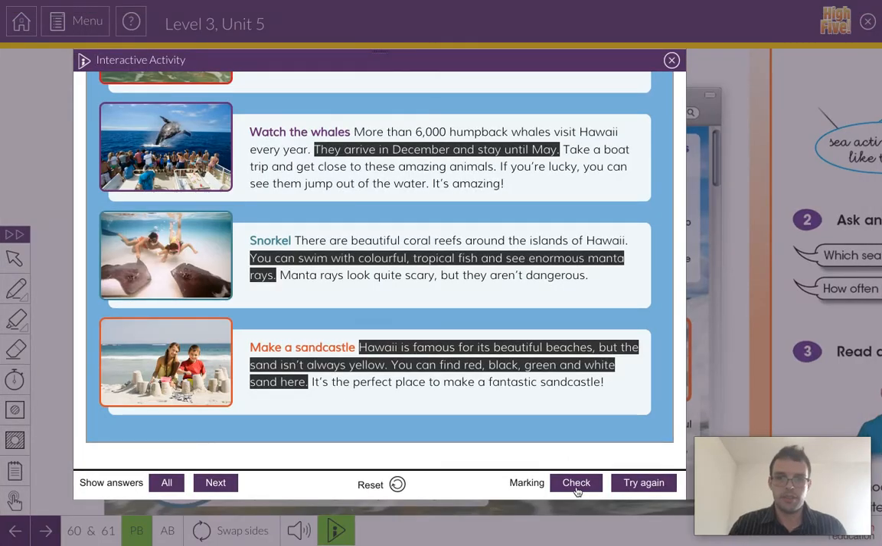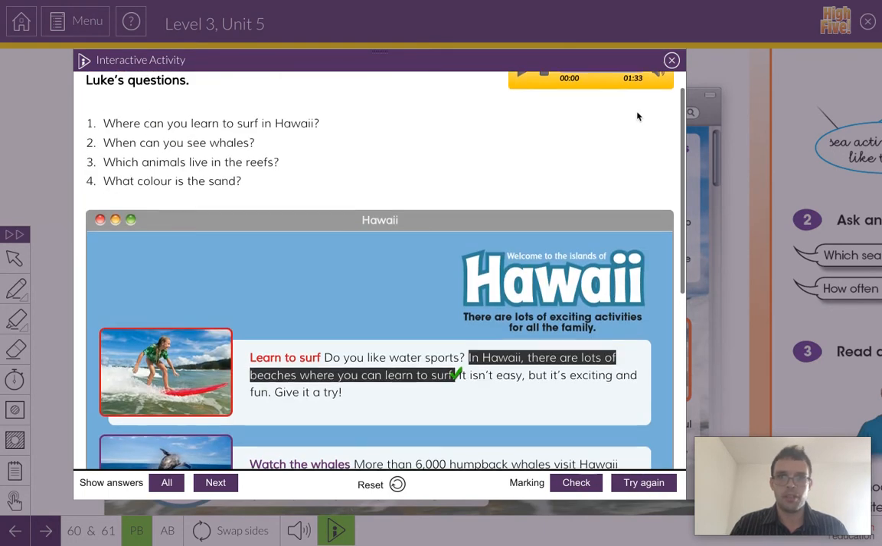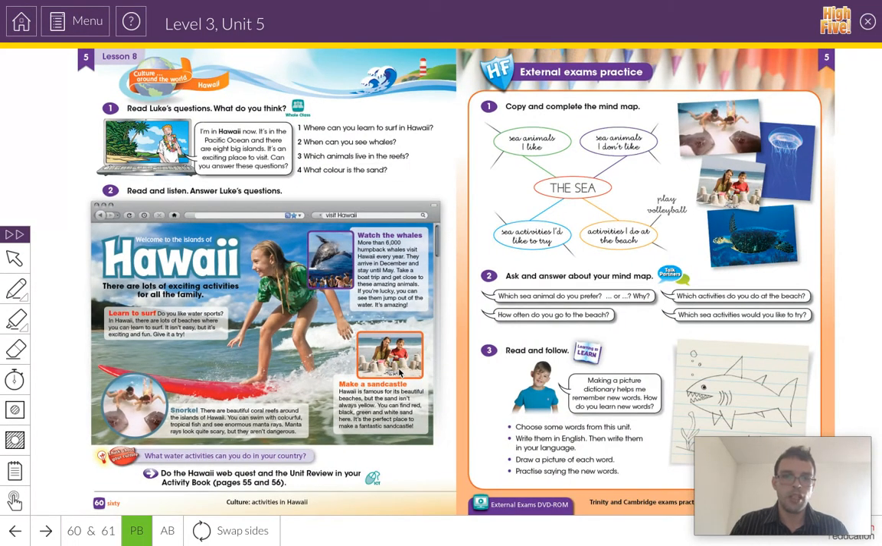Very good. Let's check if we got it right. Well done, everybody. 100%. Good job. Excellent. Hawaii sounds like a very, very interesting place. Okay, so let's have a look, and we're going to go to our activity book.